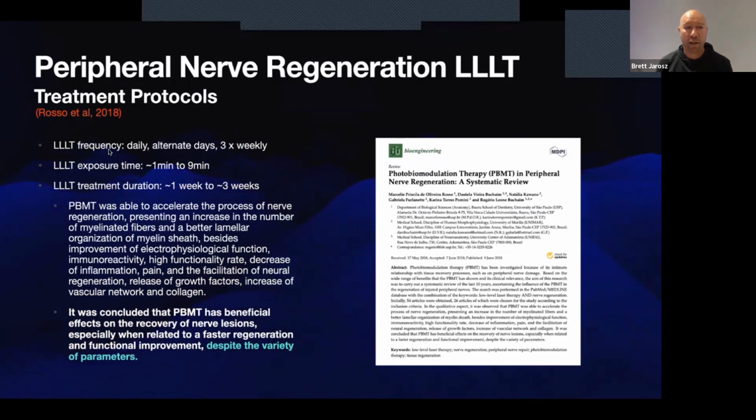And this is what I want to show you, in the frequency, this is a systematic review using all different types of light therapy on peripheral nerve regeneration. Some people used it every day. Some people used it every second day. Some studies used it 3 times a week. Some used it for 1 minute only, up to 9 minutes. Some people just treated them for a total of 1 week, up to 3 weeks. So you can see all of these different parameters, but it's all about that absorption and accumulation of the light therapy. So what we're seeing here is, despite that variety of parameters, there were improvements. And again, in all of those studies, all it was was pointing and shooting it at the area where you were trying to get that nerve regeneration.